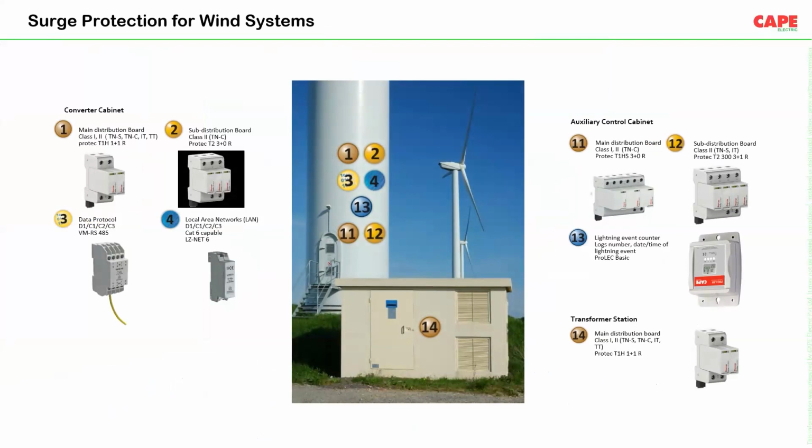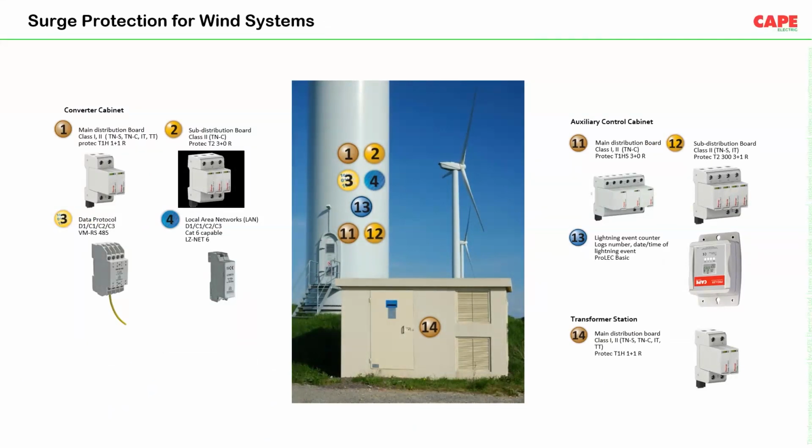Then we have to use a lightning event counter. We should use a lightning event counter in the transformer station. We need to use a class 1 or class 2 SPD based on the application. In the main distribution board, we have to use a class 1 SPD. Again, that is based on the application.